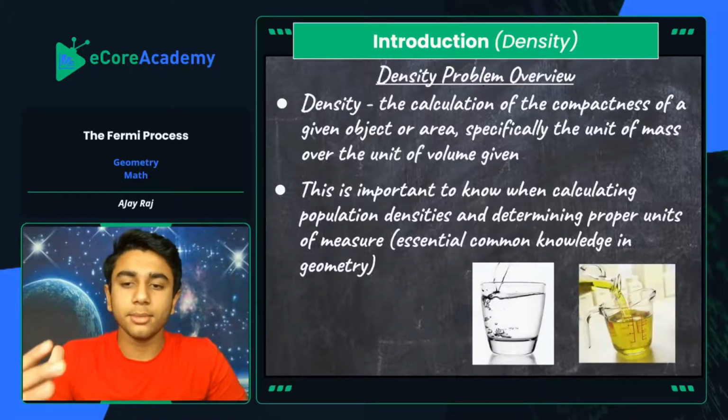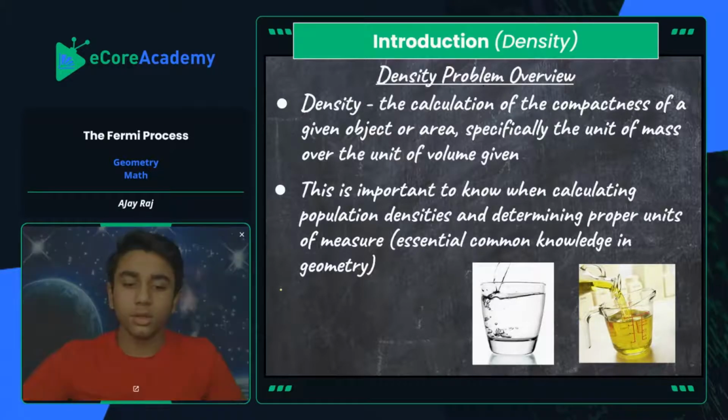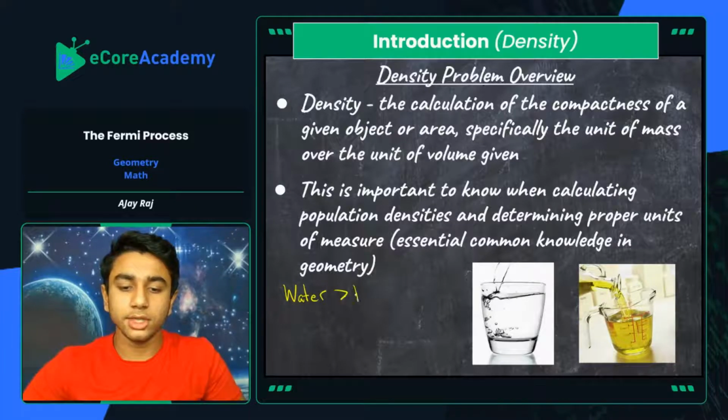So let's look at another common example of density. I'm sure many of you think of density when you think of water and oil. So I oftentimes correlate that with the water and oil experiment. So what happens is water has a greater density than oil. Because of that, oil will float.